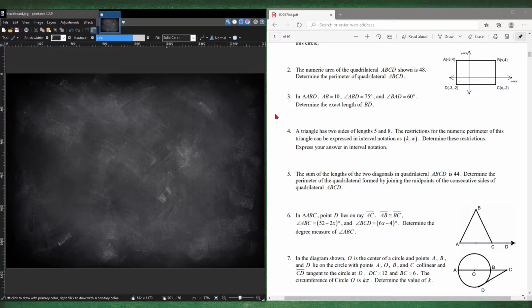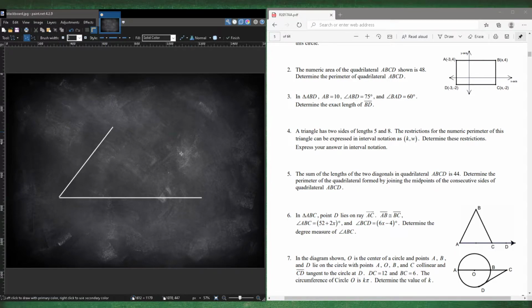So the sum of the lengths of two diagonals in a quadrilateral ABCD is 44. Determine the perimeter of the quadrilateral formed by joining the midpoints of the consecutive sides of the quadrilateral ABCD. So let's just draw a general shape of how this looks. So we have some kind of quadrilateral.